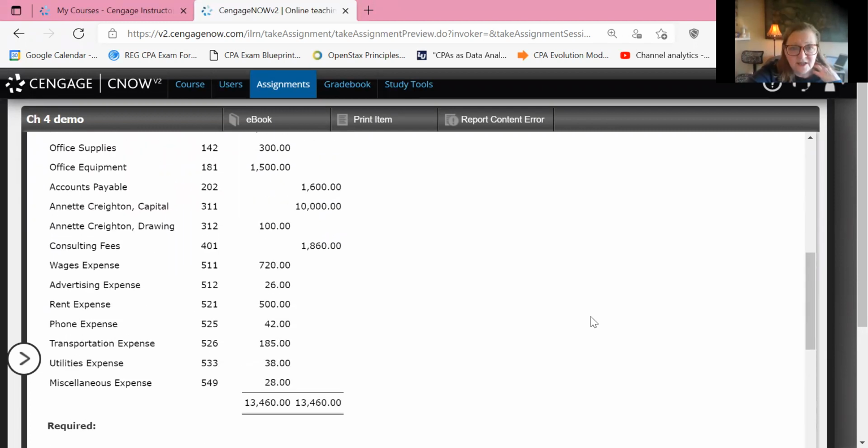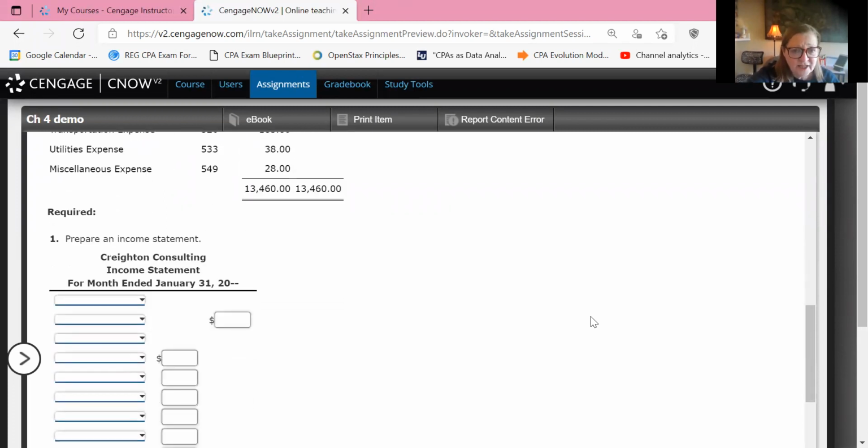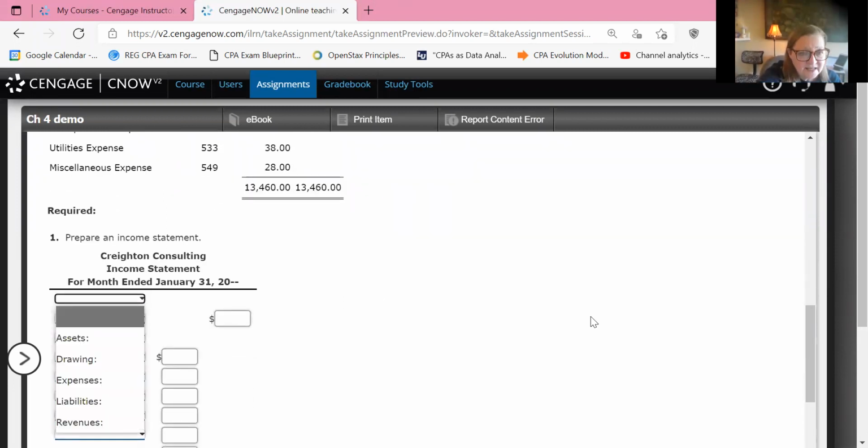So using this, I'm going to start the financial statements and talk you through it. For the income statement, I'm going to pick the headings that need to go on these statements.